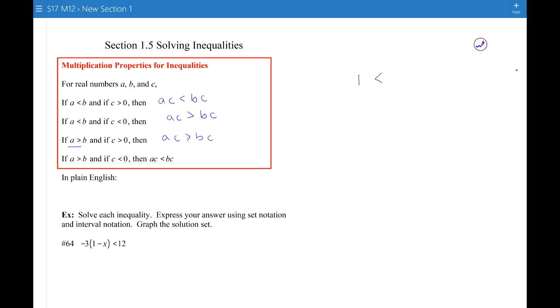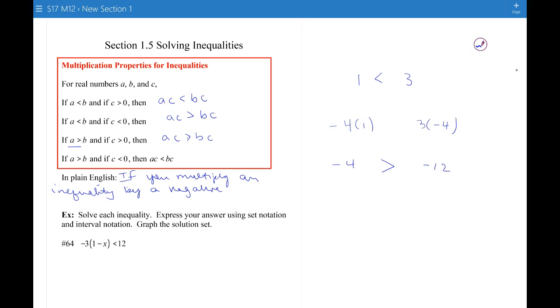So if you think about why this works, take two simple numbers. 1 is smaller than 3. We know that's true. So now multiply both sides by -4. And the numbers you get have traded positions on the number line. So think about what's happening when you multiply by a negative number. You're increasing the distance from 0, but you're reversing it to go on the other side of 0 on the number line. So the numbers trade places. So in plain English, if you multiply an inequality by a negative number, the direction of the inequality symbol reverses.